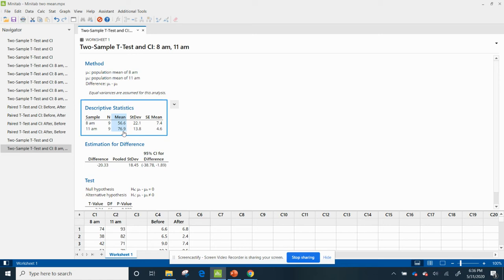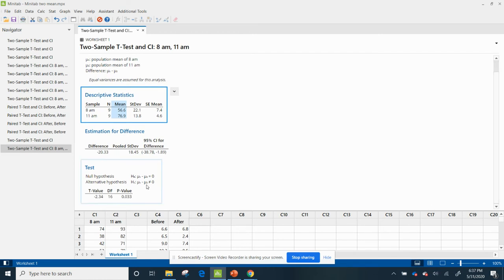76.9 was the average final exam score with 13.8 as the standard deviation. Estimation of the differences: the difference is negative 20.33. The pooled standard deviation is 18.45. I've got my null and my alternative hypothesis, which is what I want it to be. The t-value is negative 2.34. Degrees of freedom is 16. And the p-value is 0.033.